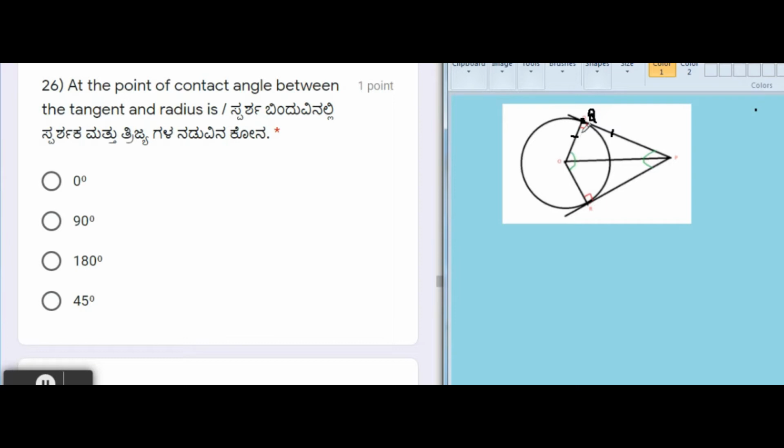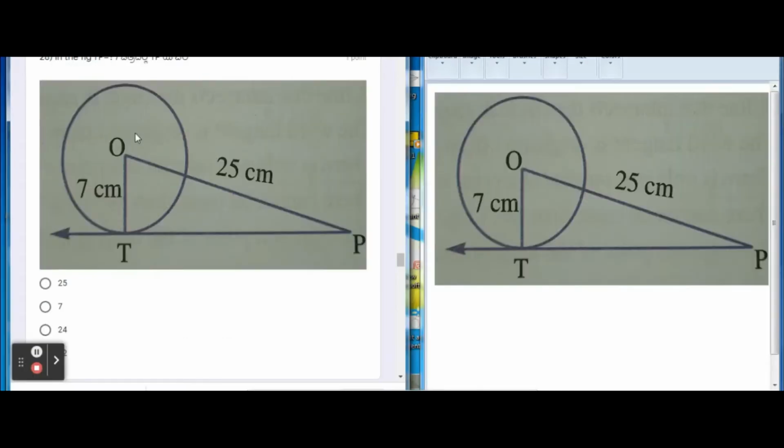This is the theorem. You can refer to the textbook. I repeat, at the point of contact, the tangent and radius are perpendicular to each other. Perpendicular means 90 degrees. The correct option for this question is 90. Eighth question, in the figure, TP is how much?